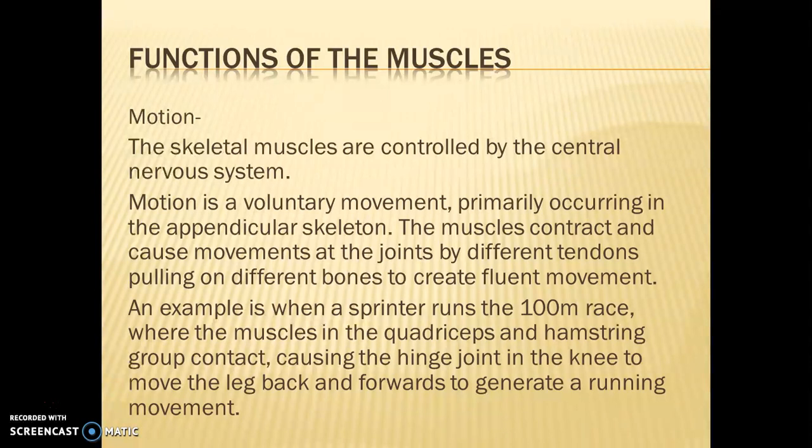An example of this is when a sprinter runs their 100-meter race, where the muscles in the quadriceps and hamstring group contract, causing the hinge joint in the knee to move the leg back and forwards to generate a running movement.